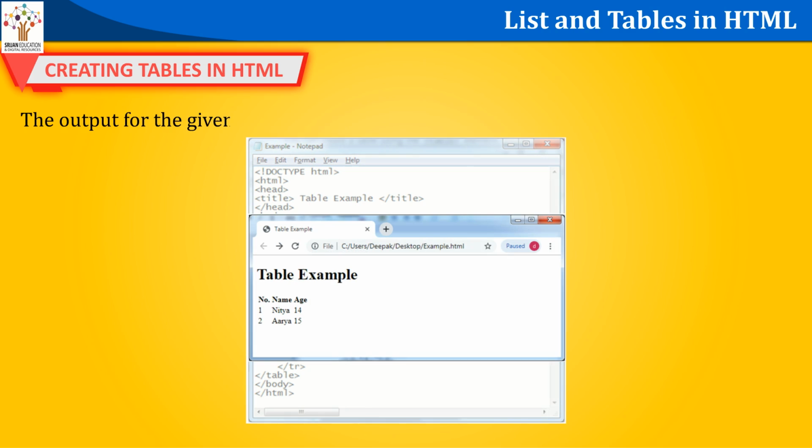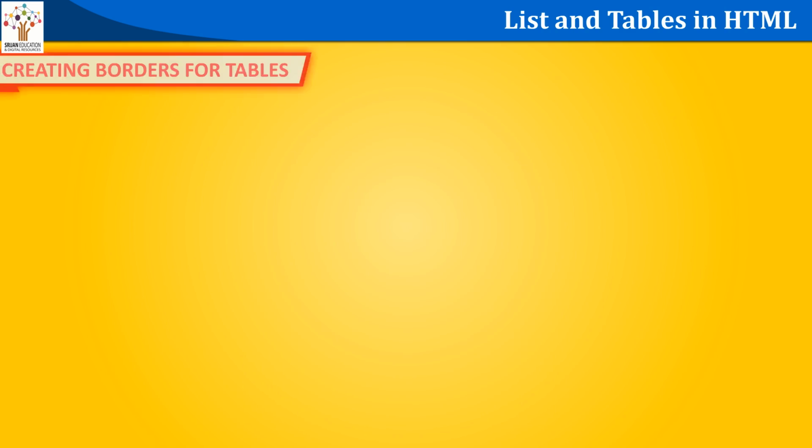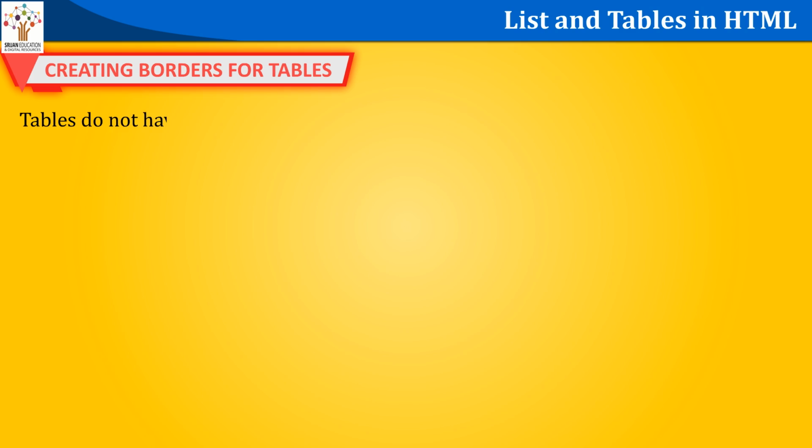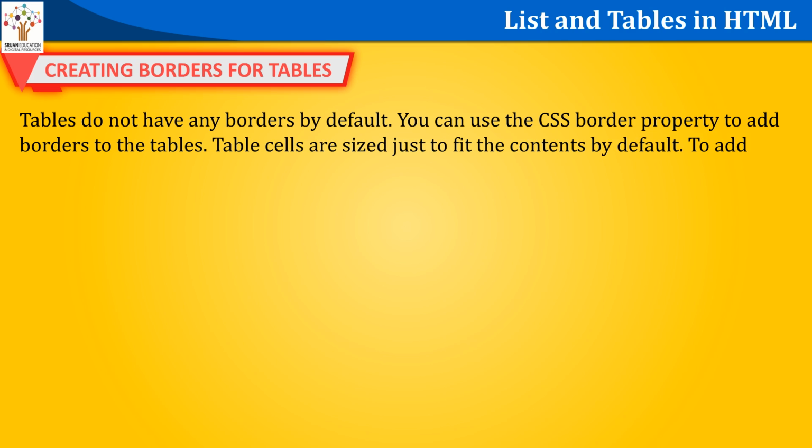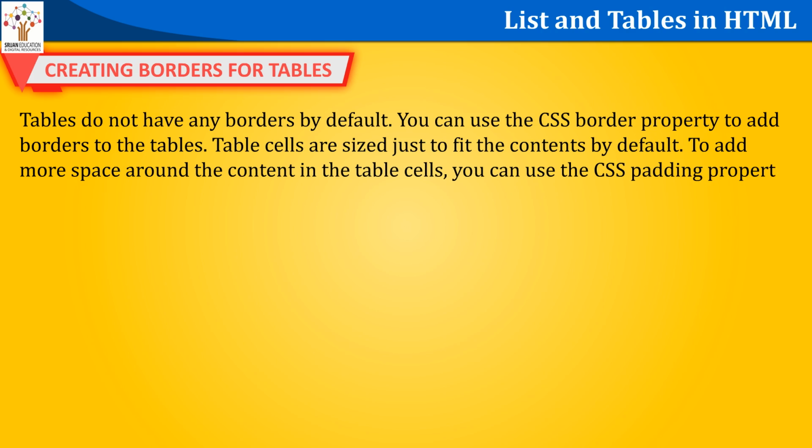The output for the given example is creating borders for tables. Tables do not have any borders by default. You can use the CSS border property to add borders to the tables. Table cells are sized just to fit the contents by default. To add more space around the content in the table cells, you can use the CSS padding property.